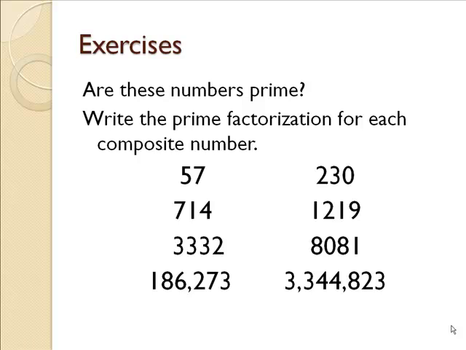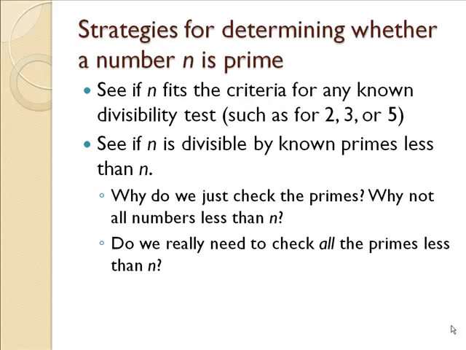Some strategies you probably use to determine whether a number was prime: see if it fits the criteria for any known divisibility test, such as, is it even, then it's divisible by 2. Do the digits sum to a multiple of 3, then it's a multiple of 3. Is the last digit 5 or 0, then it's divisible by 5. Another way to check is just to start testing to see if it's divisible by primes that you know that are less than that number.